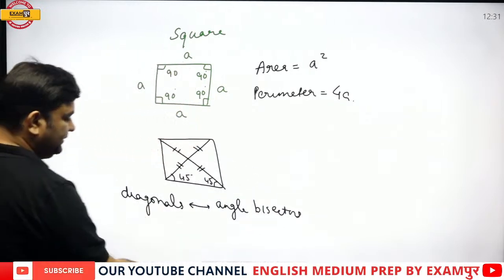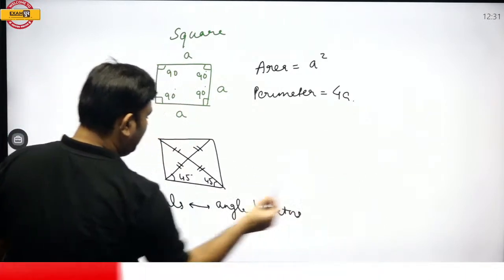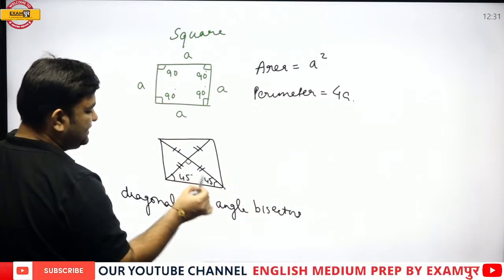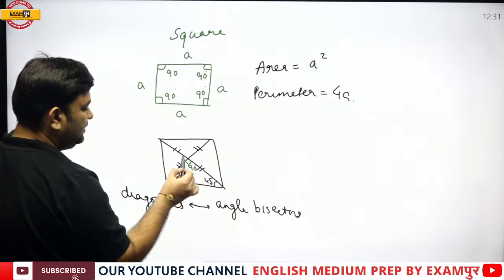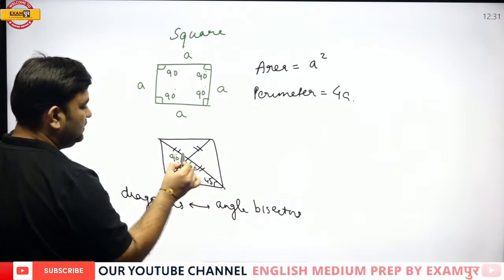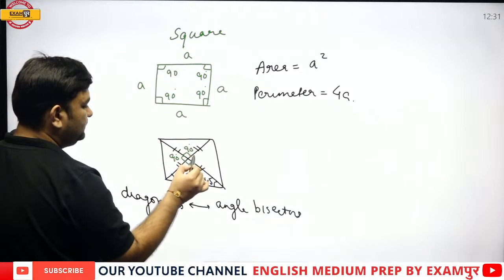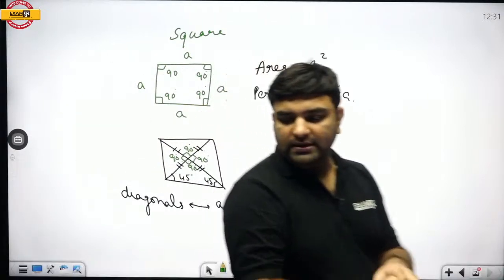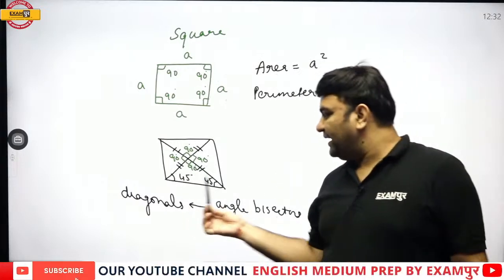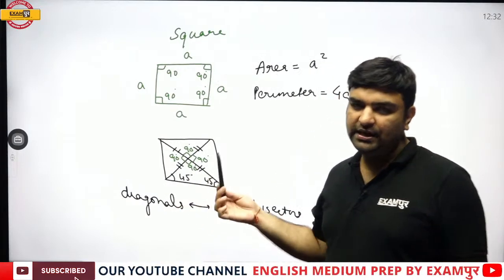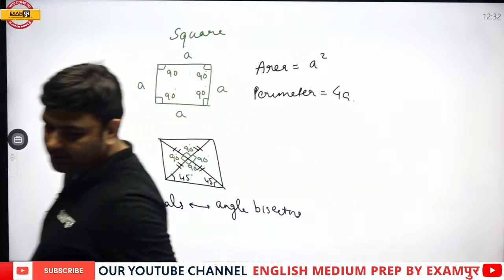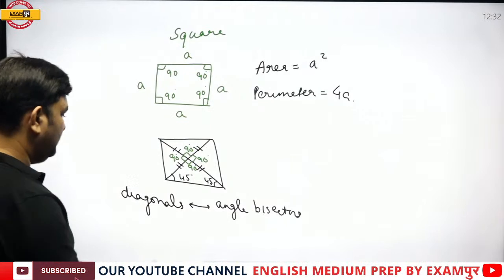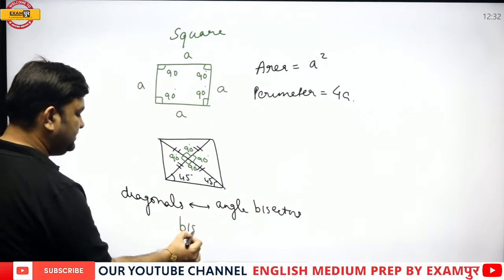Obviously, this is not 90. Because if this is 90, this is also 90, then this is also 90. It's a purely symmetrical figure. If this is 90, this is also 90. So the diagonals bisect at 90 degrees. You can write: bisects at 90.